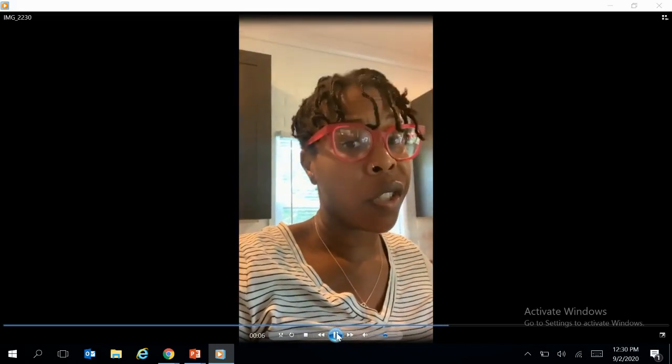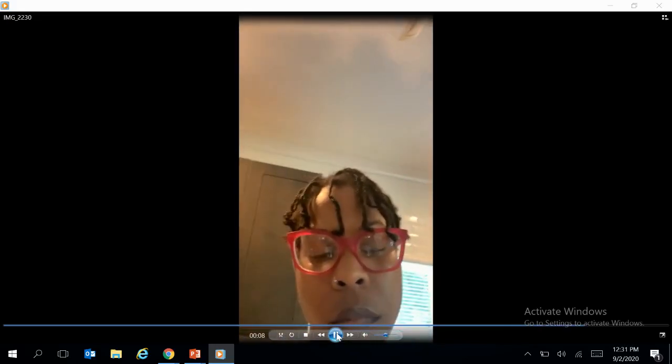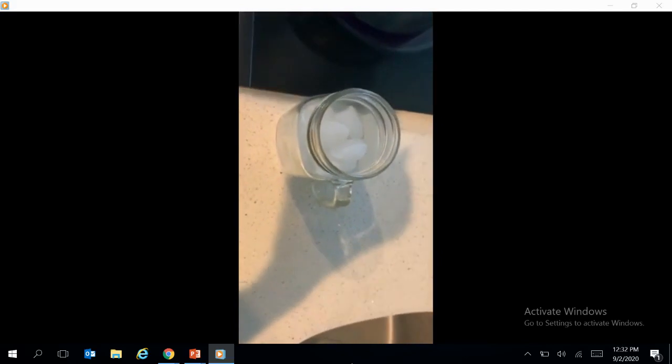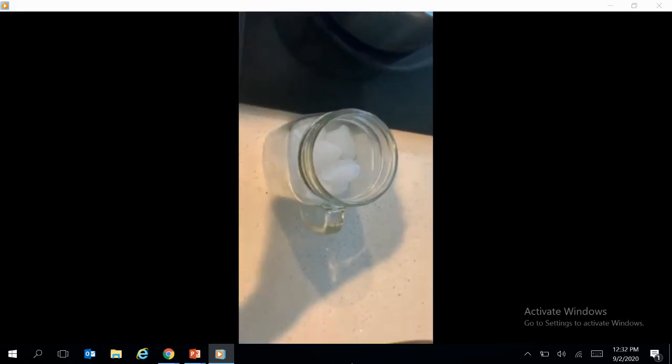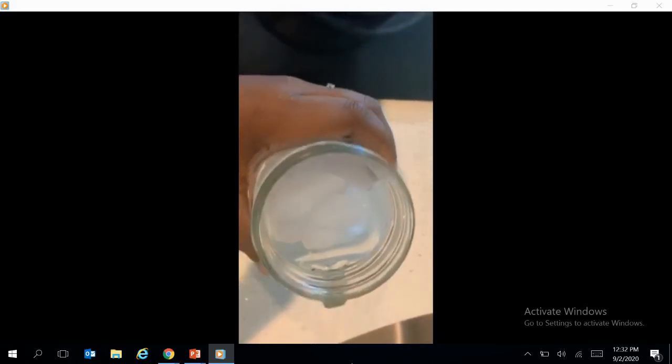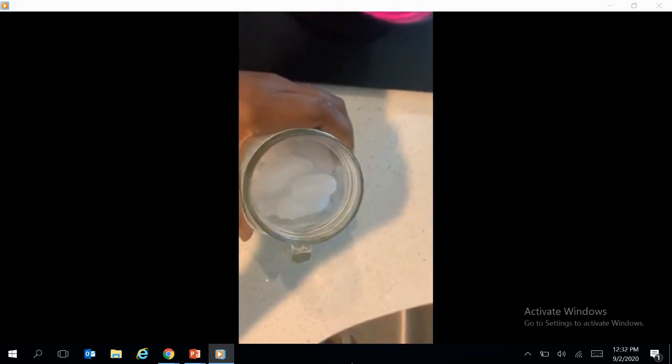So, let me show you what I'm doing. Alright, so I have different states of matter, because yes, we're still talking about matter. So, in this glass right here, I have ice. Ice is a solid. As you can tell, it has a definite shape and a definite volume, right?